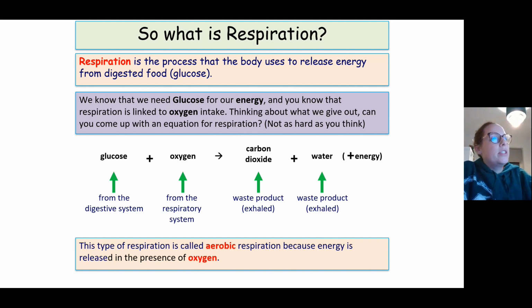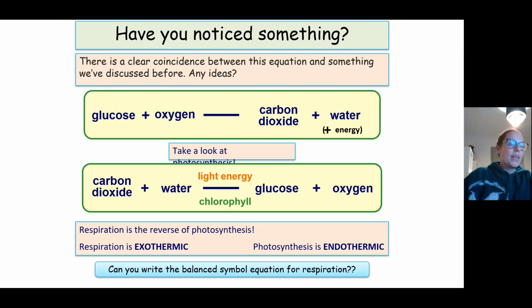Now, this reaction, or the equation, should not be new to you. You will have seen something like this before, because this is the reverse of photosynthesis, and we did photosynthesis last year. So respiration is an exothermic process, which means it releases heat. It releases heat and it obviously releases energy, which we use.